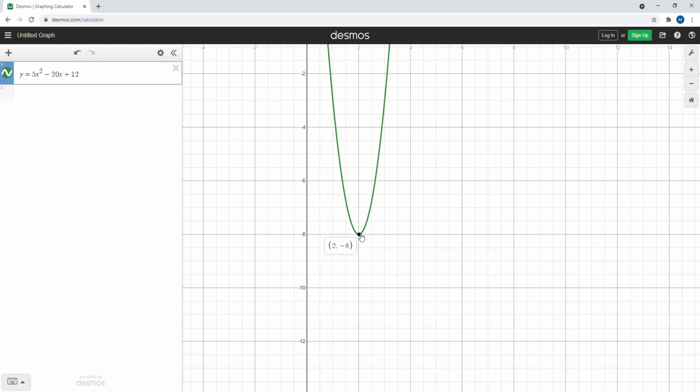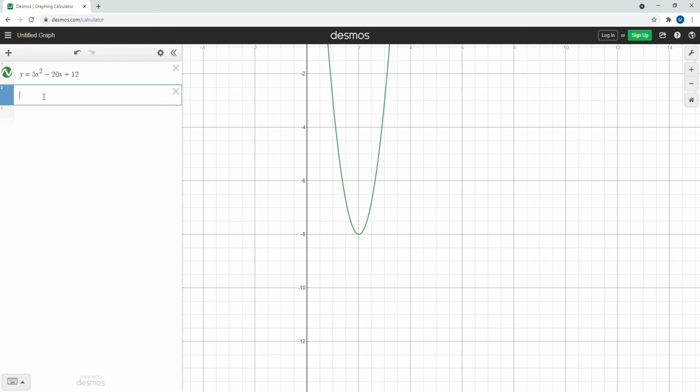Now what makes this a non-basic parabola is the fact that the leading coefficient, in other words, the number that's in front of the x squared, is not 1 or -1. If that number is something other than 1 or -1, then it is a non-basic parabola. In this case, our number is 5, and that number is larger than 1. We're going to compare that to a basic parabola of the same vertex at some point.